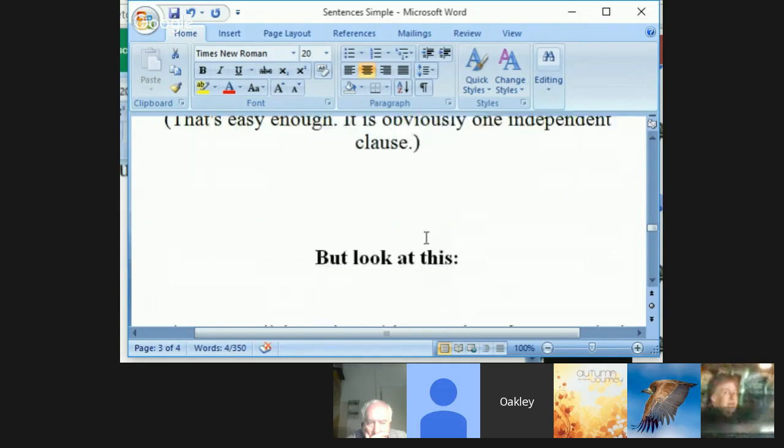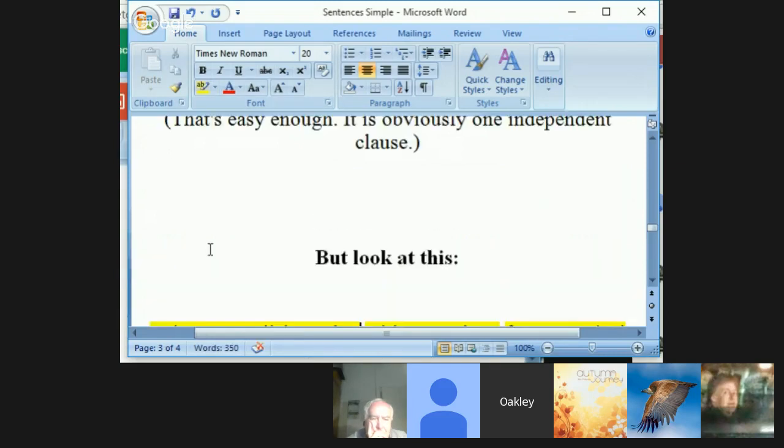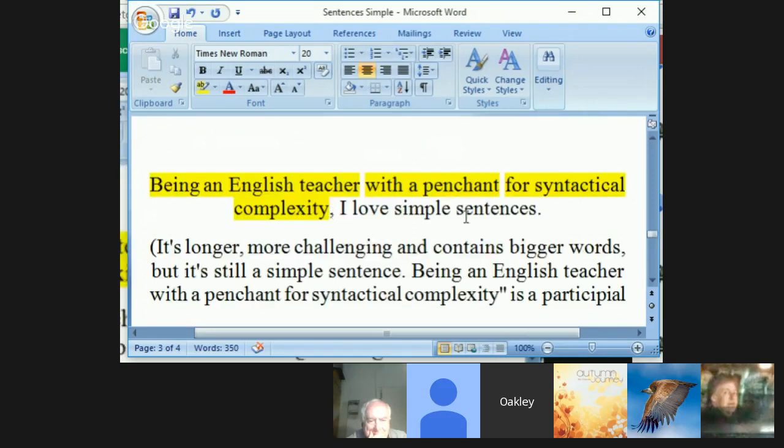In both definitions. But look at this. Being an English teacher. Oh, there's being as a gerund, starting a sentence. Notice how much more formal it seems. Being an English teacher with a penchant for syntactical complexity. Oh, prepositional phrase. I love simple sentences. Being an English teacher, this is a gerund phrase, which is the problem we ran into with forgetting earlier. Same kind of idea. It's not a clause, it's a phrase.